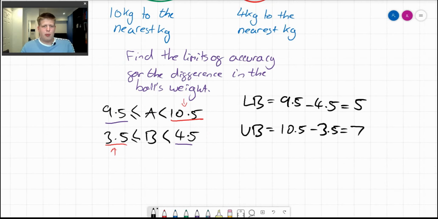So now we have the upper and lower bounds, let's write the limits of accuracy. Now we need to be really careful here, because if you notice, in both the lower and upper bound, we use the strictly less than sign. So when we write the upper bound, it's going to be all strictly less than. So we're going to have 5 is strictly less than A minus B, and that will be strictly less than 7. And there's our answer.